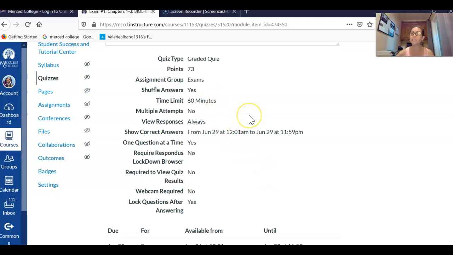Most people do have 60 minutes for the exam. And that means that you're going to have a number of questions to answer, about 35. One of those questions is a written question.